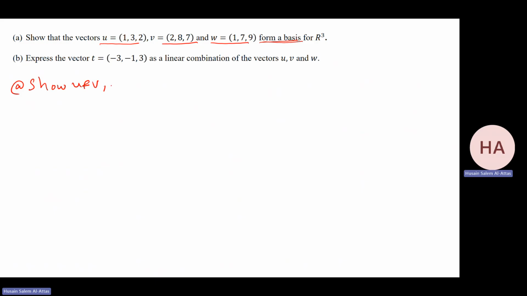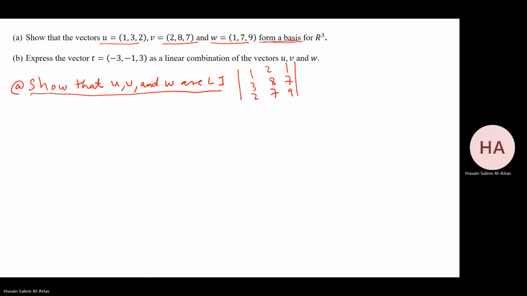So what I will do, first I need to show that U, V, and W are linearly independent. How to do that? Through the determinant. So I need the determinant of 1 3 2, 2 8 7, 1 7 9 to show that it is not equal to 0. So I do the same thing we did before. I try to get rid of these 3 and 2, make it 0.